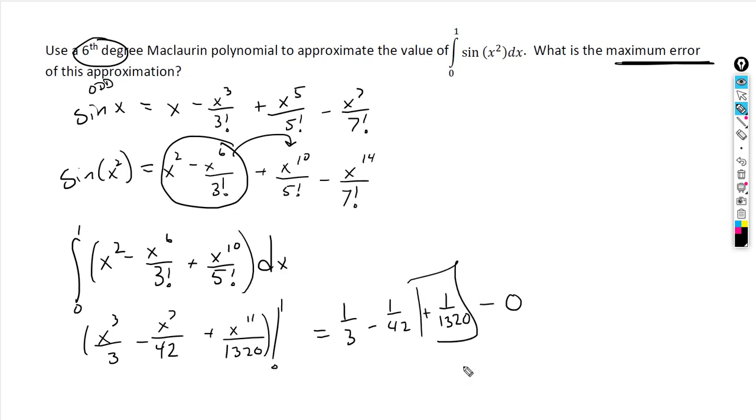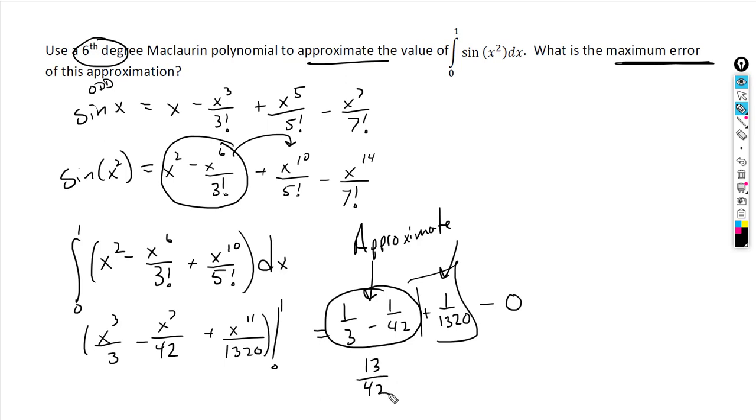Because it says what's the approximate value, I only care about this piece for the approximate value. Okay, 1/3 minus 1 over 42 is the value, and that value is something. I don't know what that is. 42 minus 1 is 41. No, I'm kidding. 13 over 42. Okay, 13 over 42.